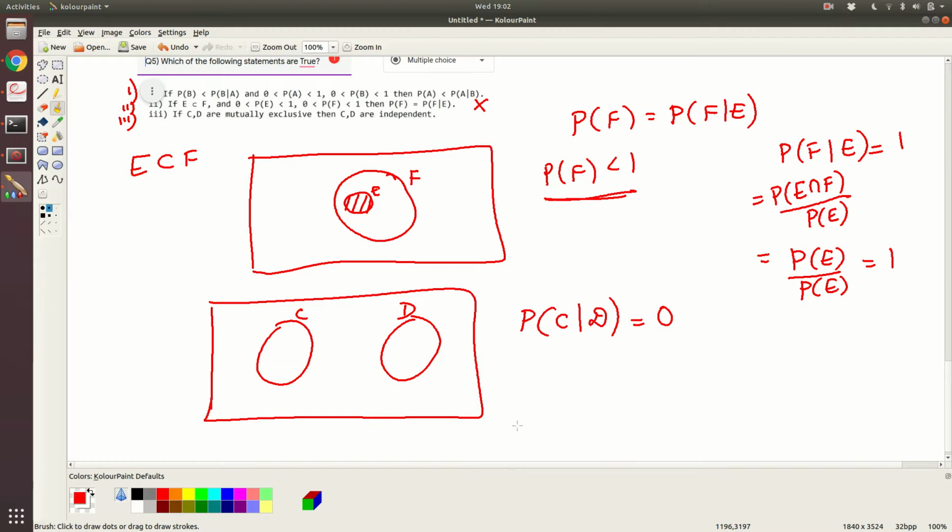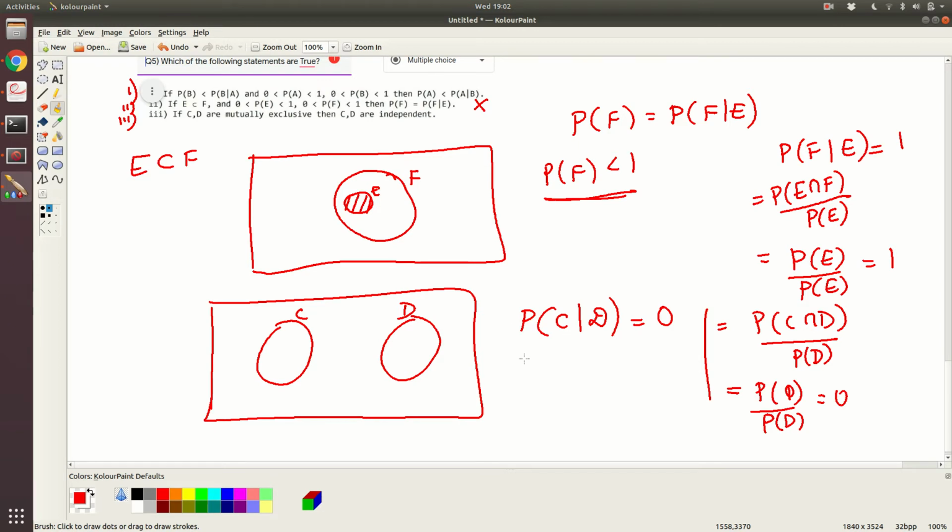Okay. If you want to see this formally using the formula, P of C given D is P of C intersection D divided by P of D. Now what is the region common between C and D? There is no region. So this is P of empty set divided by P of D. So that is equal to 0. Okay, so P of C intersection D is equal to 0.